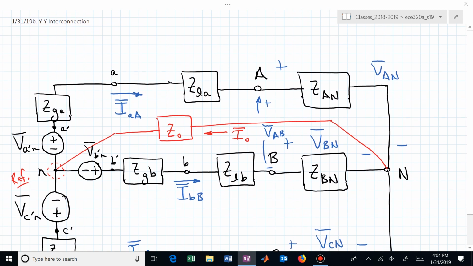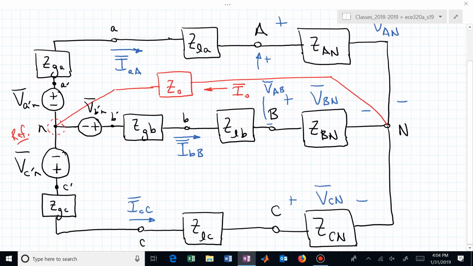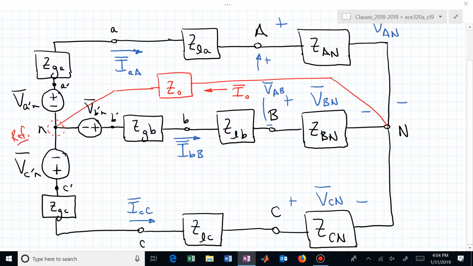Let's now look at computing complex powers associated with this YY interconnected system. And now this one differs a little bit in that I now have placed a neutral conductor between the two neutrals, which I have two neutrals, one at the source and one at the load. One is called little n, and I'm going to use that as my reference node, and capital N is the neutral terminal at the load.